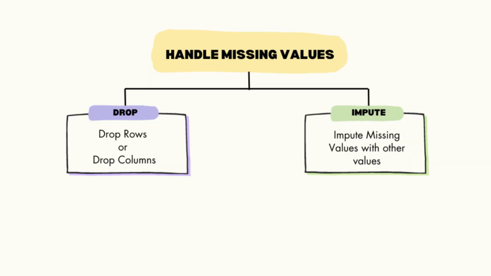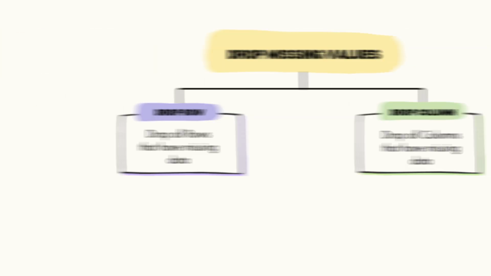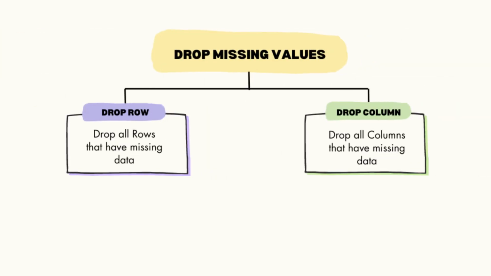There are two ways to handle missing values. Either drop them or impute them. We'll look at them one by one. We can drop missing values in two ways. First, drop all the rows which have missing values. Second, drop the complete column which has missing values.